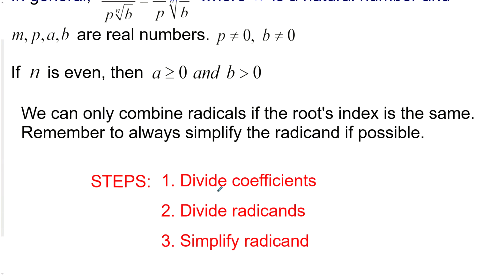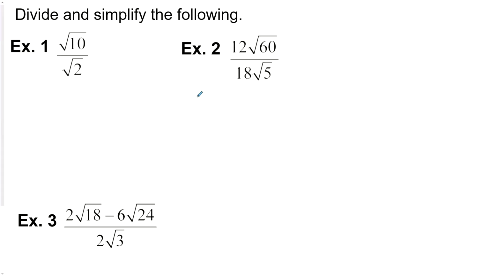Here's how I wrote the steps. Divide the coefficients, divide the radicands, and then try to simplify. However, you can change those steps based on the question. Our first example, we have the square root of 10 divided by the square root of 2. And we can combine these because we have the same index.